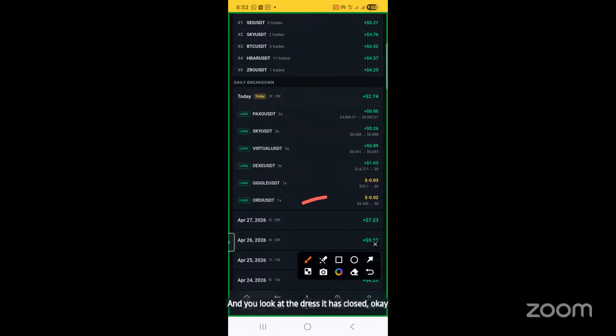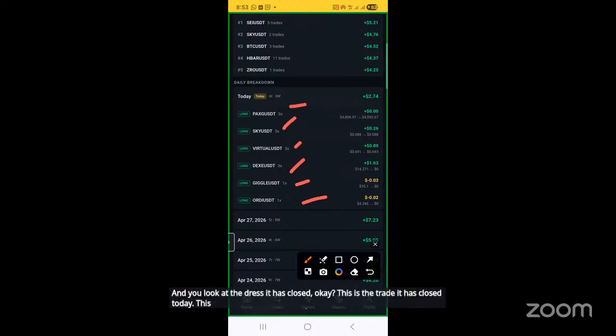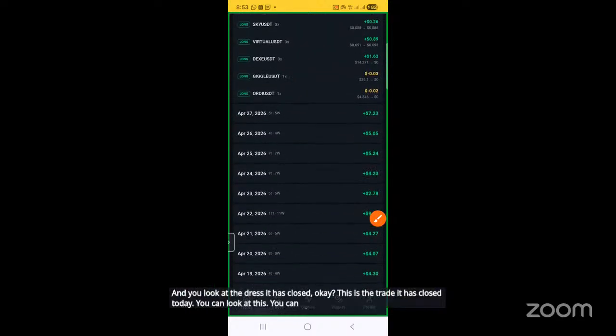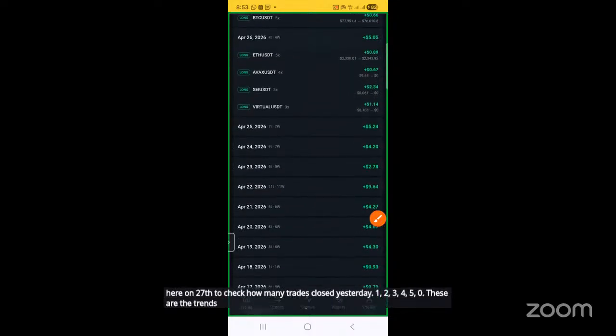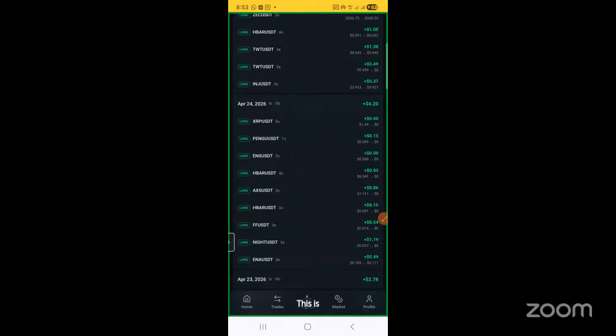This is the trade it has closed today. This one is on. You can also click on the 27th, yesterday. Click on the 27th to check how many trades closed yesterday. 1, 2, 3, 4, 5. These are the trades. This is what the bot does.